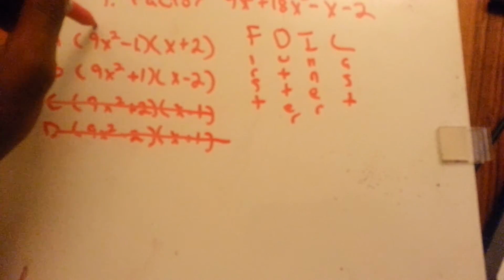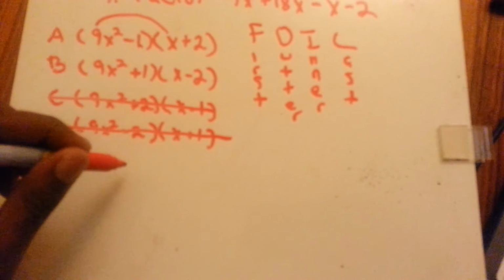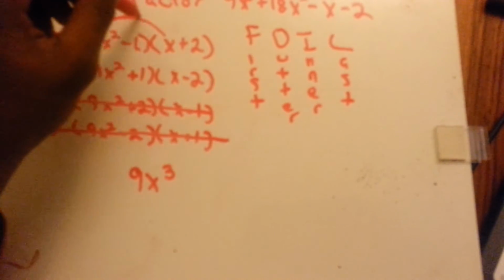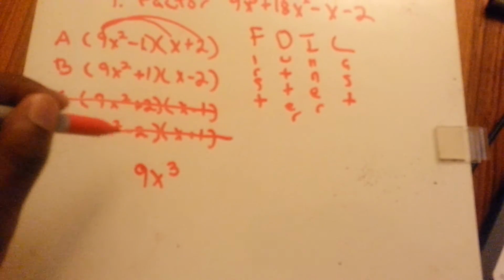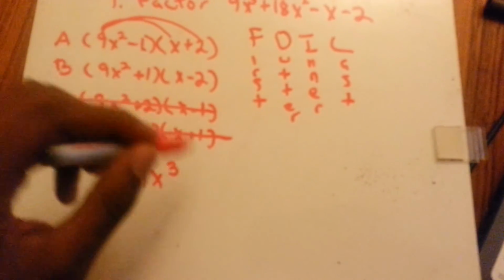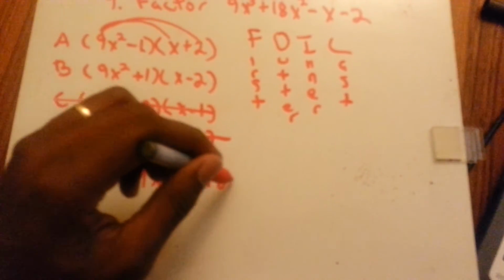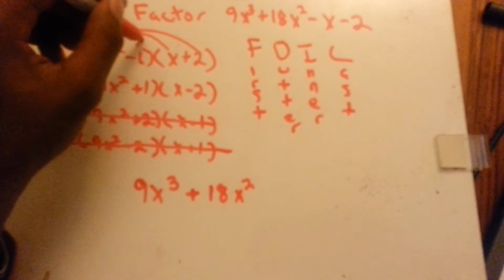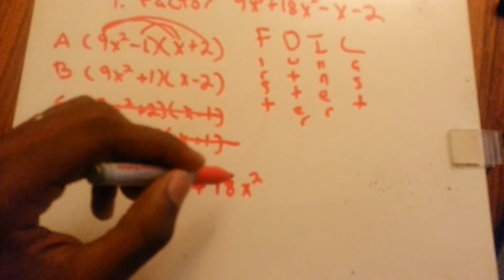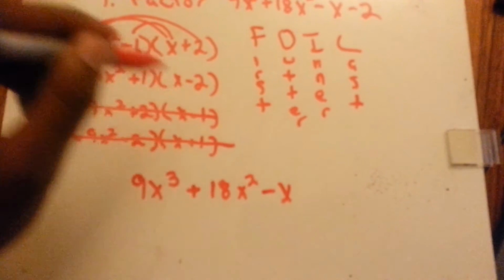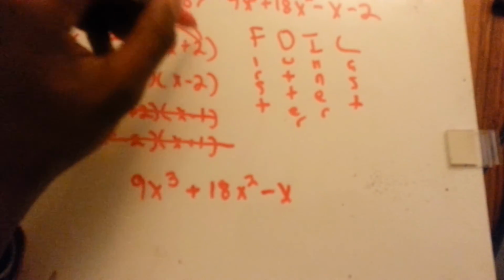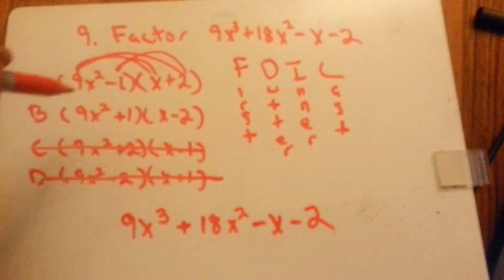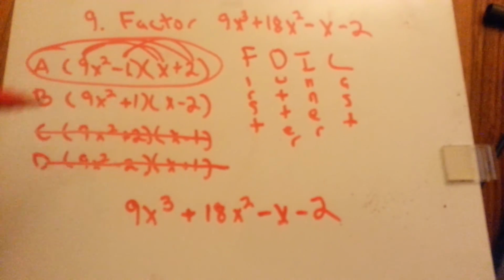So I'm going to multiply the first factors. 9x squared times x would be 9x cubed. The outside factors would be 9x squared times 2. That's two positives, so it's plus 18x squared. Then multiply the inside factors. Negative 1 times x would be minus x, and then the last factors, negative 1 times 2, would be minus 2. And that does come out to be what we're looking for. So the correct answer is A.